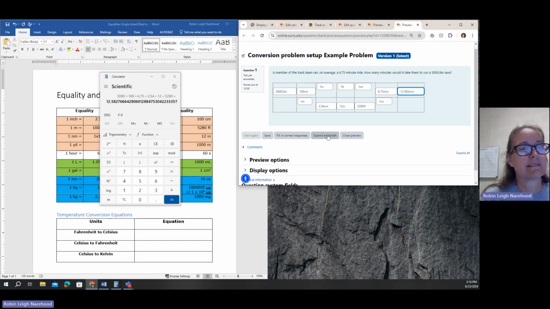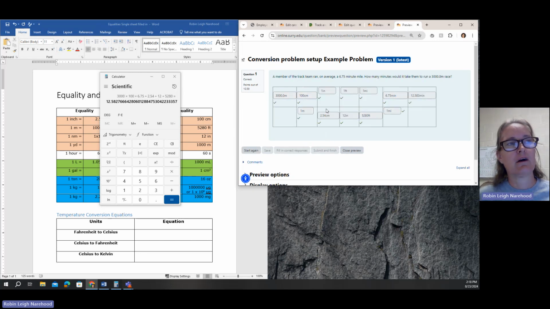So if I submit this, it would be part of a test, and it would count them right or wrong. So I'm just going to hit submit and finish just so you can see. And it counted them all correctly because I put it in the correct format and I used the conversion factors from our class.